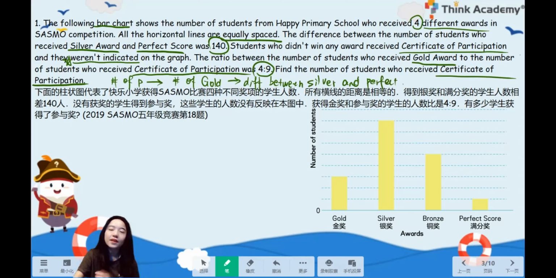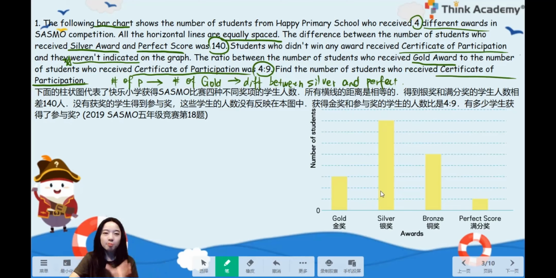So based on this, if we find how many students are represented by the distance between two adjacent lines, we are able to find how many students received the gold award. Then, based on the ratio, we can find the number of students who received the participation certificate. That's how we solve this kind of problem. Find the relationship between different amounts and complete it step by step.